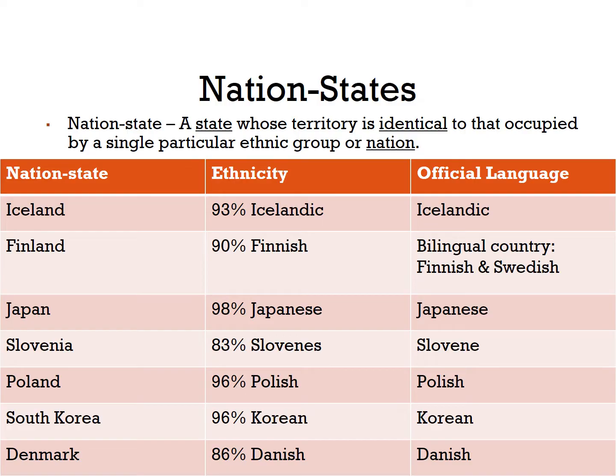In a nation state, nearly everyone identifies with the same ethnicity, speaks the same language, or practices the same religion, and often all three. So Iceland is 93% Icelandic. Scandinavians settled the island which had no indigenous population, and there hasn't been much in-migration to diversify the island.